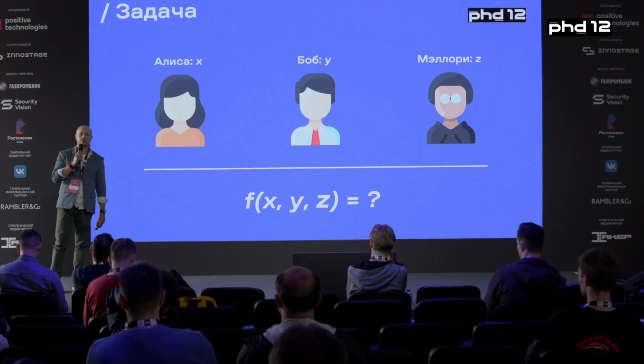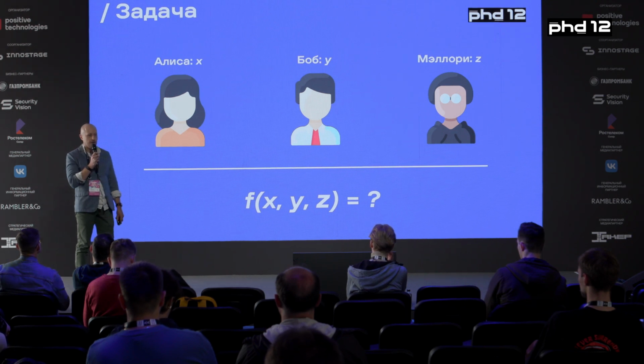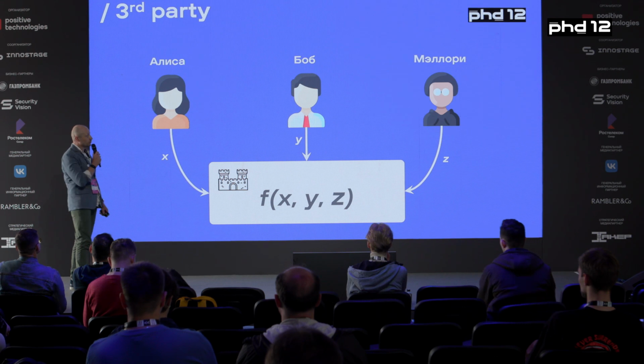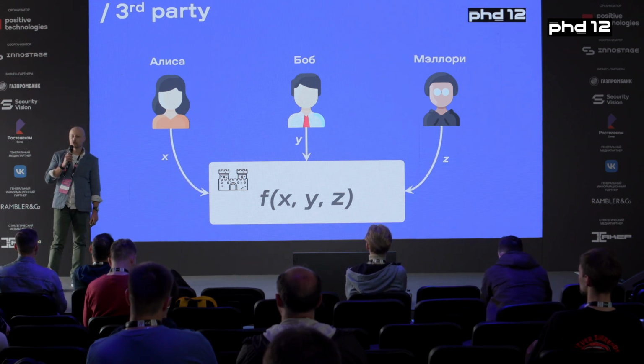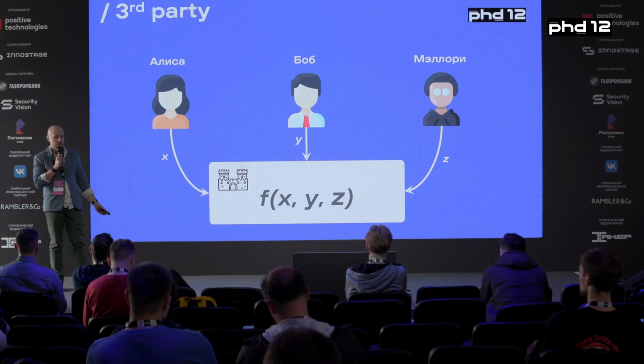Function can be anything, starting from summarization to training and inference of a neural net. What can be simpler? That three friends choose some party, they will give the party their numbers, the party will be able to calculate any function of X, Y, and Z, and definitely for some cost.